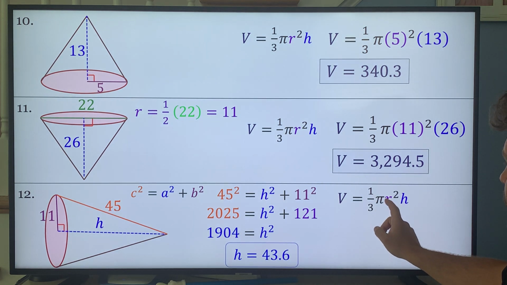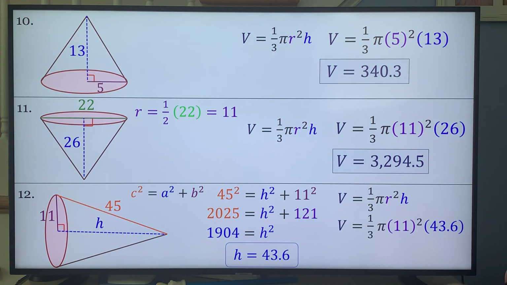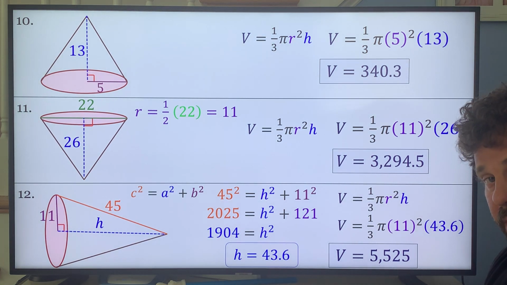1/3 pi, 11 squared times 43.6. Give me an answer, 5,525. Got it? Good.